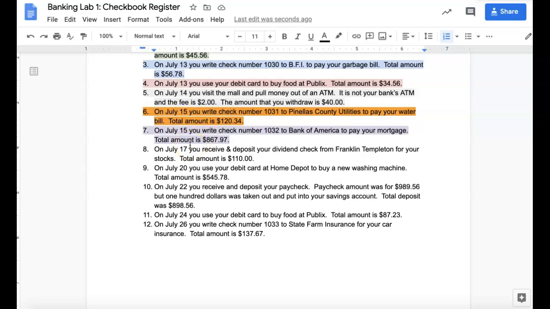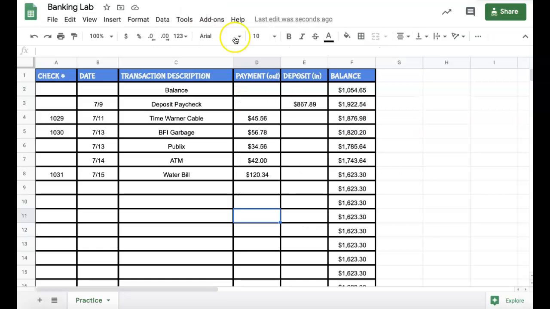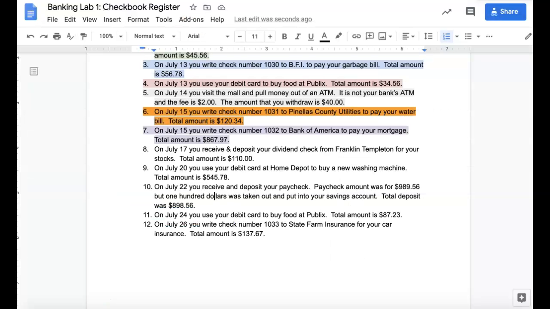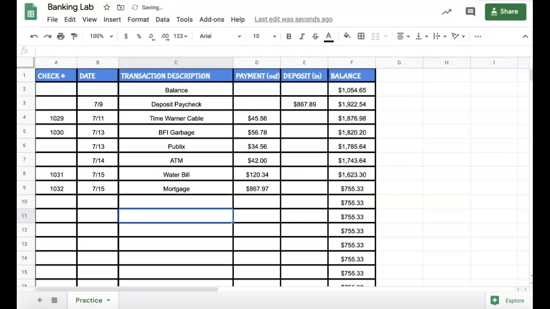On that same July 15th, I write check number 1032 to Bank of America for my mortgage, which is my house loan, $867.97. I'll just put mortgage. That was the same date. It was check 1032. Now notice the mortgage is a big one, right? And that took a huge chunk of my money, and that's what it usually does. That's usually your biggest monthly bill. So now I'm down to $755.33.